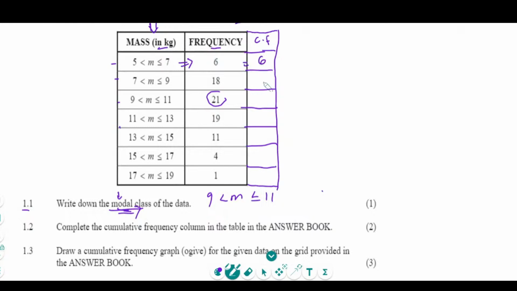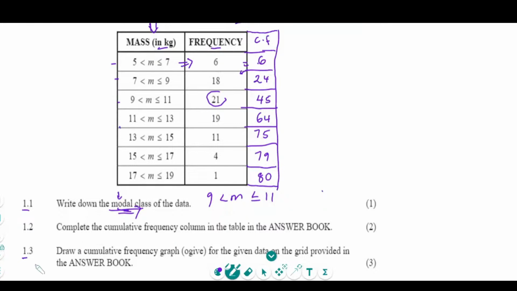Then for us to get the next cumulative, we get this 6, we add the 18, and that will be a 24. And then the 24 plus the 21, we shall have a 45. And then the 45 plus the 19, that will give me a 64. 64 plus 11, that is a 75. 75 plus 4, that is a 79. And then 79 plus 1 is 80. So the last cumulative here must equate to the total number of learners that were used within the survey. So we shall get 2 marks for that.